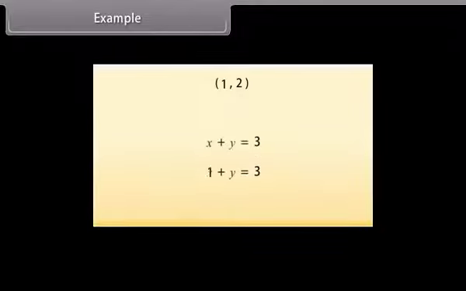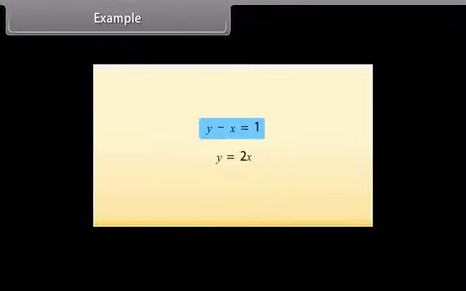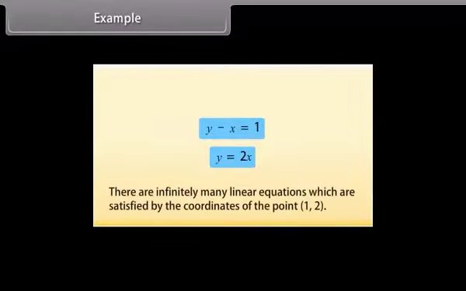when we put the value of x as 1 and y as 2, we get the answer 3. Other examples are y minus x is equal to 1, y is equal to 2x. In fact, there are infinitely many linear equations which are satisfied by the coordinates of the point 1, 2.